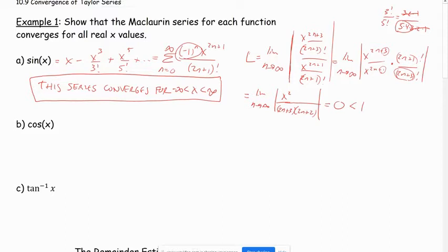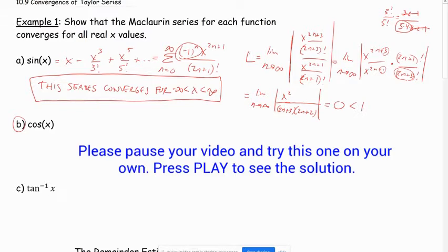Okay, so I'd like you to go ahead and try part B. The problem is very similar to the one we just did. So if you use the ratio test to do this one, first thing you want to do is recall what the cosine Maclaurin series is. Write that down, and then try to write it in sigma notation like I did here, and then see if you can find the interval of convergence.